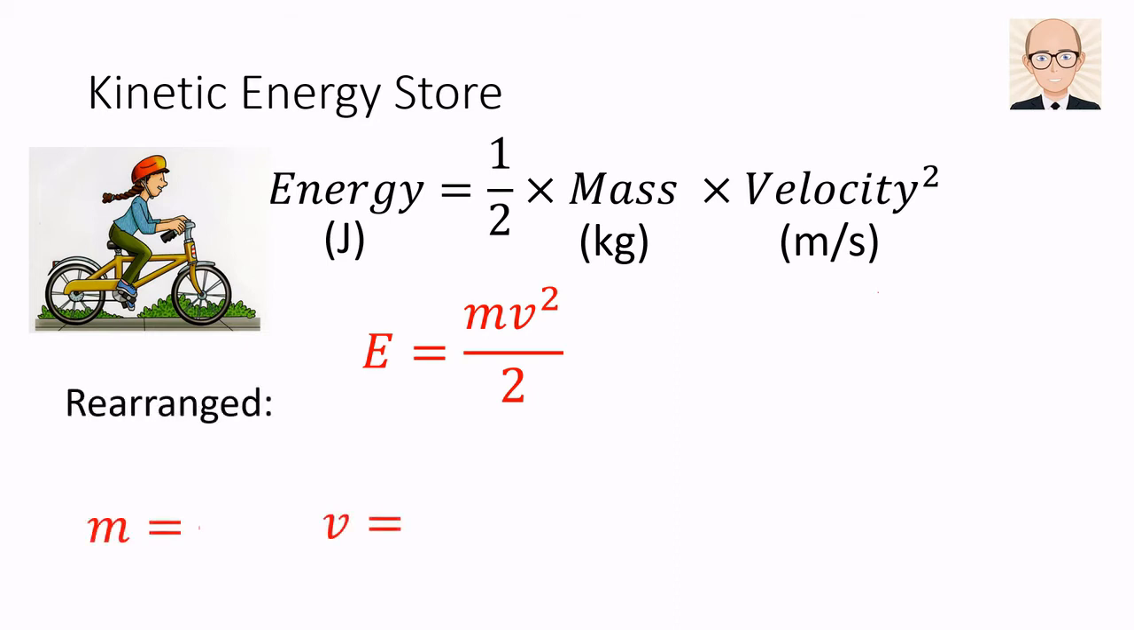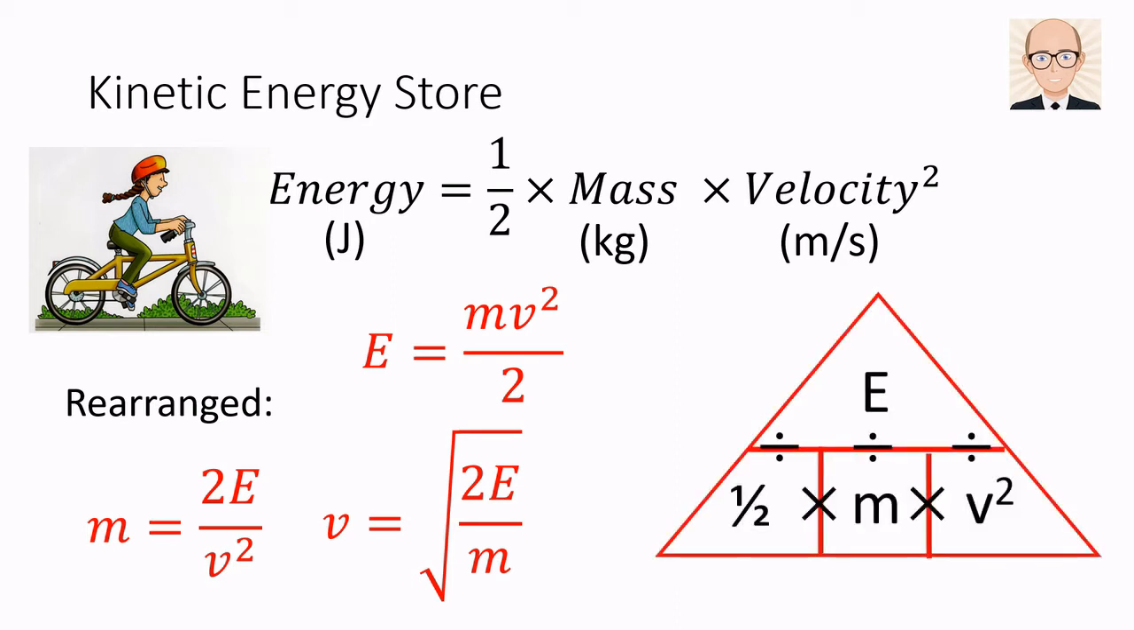As before though, we may be asked to calculate the mass or the velocity of a moving object if we know its kinetic energy. So here, again, we need to rearrange the equation to make each term the subject. So here then, mass equals 2E divided by v squared, and velocity equals the square root of 2E over m.